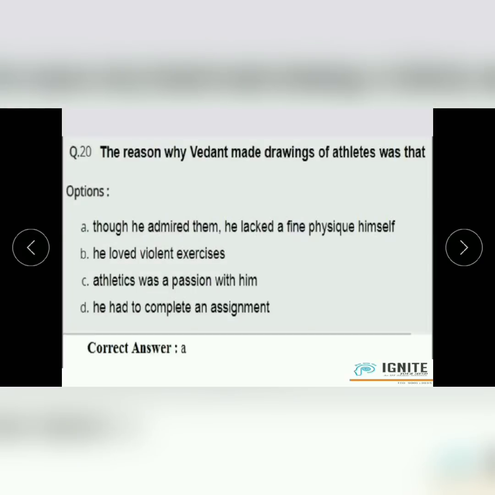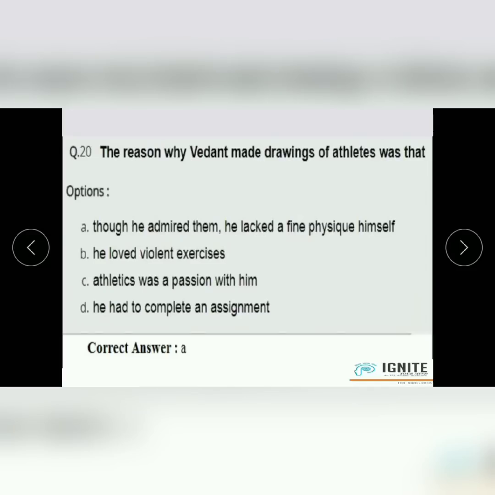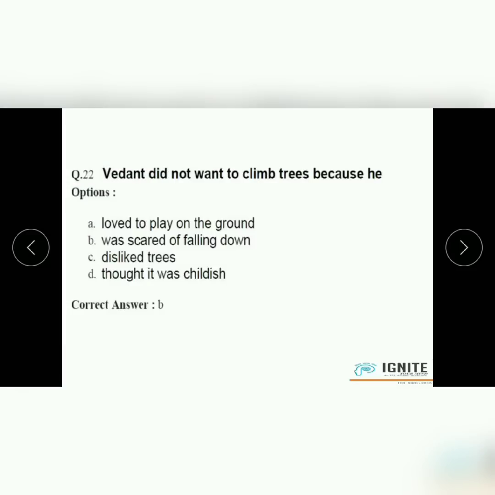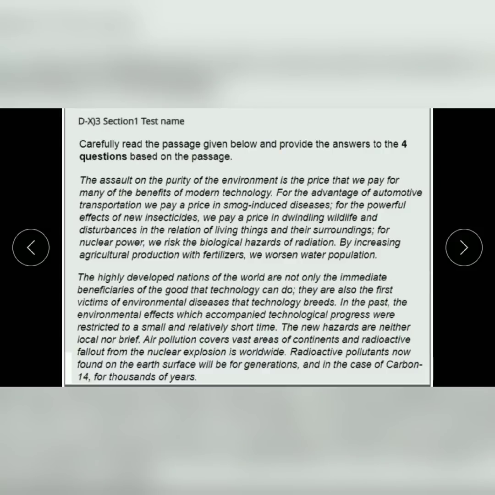From this passage, we can see that until the end of his first year at school, Vedan retained many of the pleasures and pursuits he had brought with him from home, and kept an older interest in butterflies and fossils. From this sentence, we can conclude that he kept on doing what gave joy and recreation at home. That's the correct answer, option C. This is the next passage.